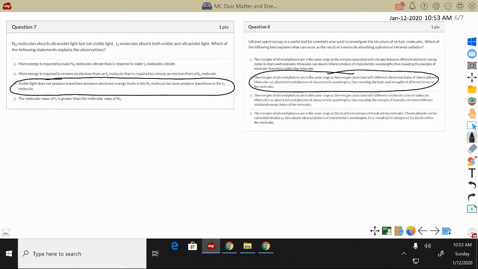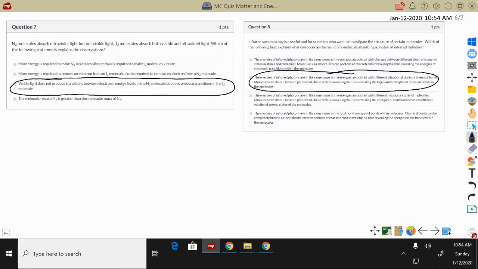And then 8 is asking about infrared radiation. Infrared is in the middle if I'm comparing the visible and ultraviolet, highest energy. Then would come infrared. It means below red. And weaker than that would be your microwaves, or even weaker would be a radio wave. Infrared spectroscopy is a useful tool for scientists who want to investigate the structure of certain molecules. Which of the following best explains what can occur as the result of a molecule absorbing a photon of infrared?